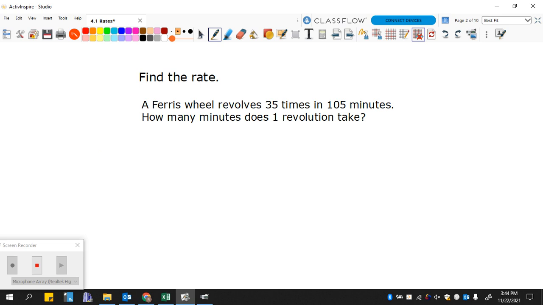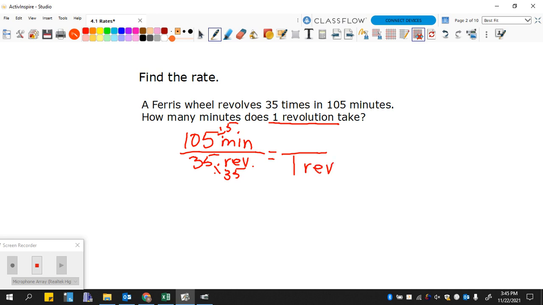So it says find the rate. A Ferris wheel revolves 35 times in 105 minutes. How many minutes does one revolution take? So we want to have that one revolution on the bottom, so we have to pay attention to that. It takes 105 minutes to make 35 revolutions. Basically all we do then is divide everything by 35. 35 divided by 35 is 1 revolution. Okay, that's what we want.